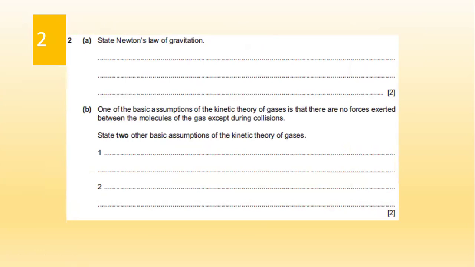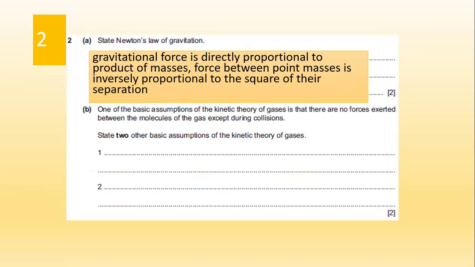State Newton's law of gravitation. Okay, try. Have a go without looking. Gravitational force between 2 point masses is directly proportional to the product of masses and inversely proportional to the square of separation. Okay. The force is directly proportional to the product of the masses. Right? The force between the point masses is inversely proportional to the square of their separation.